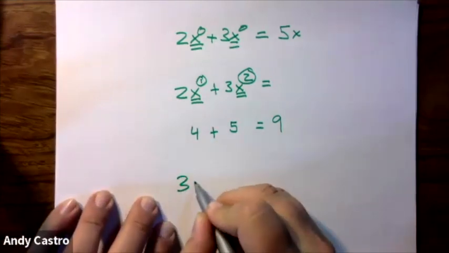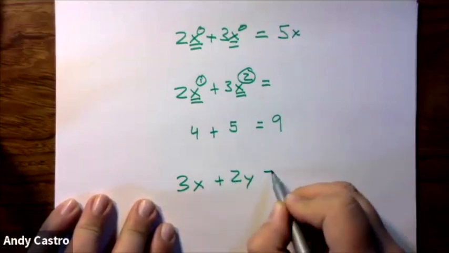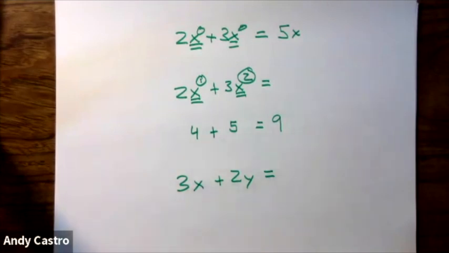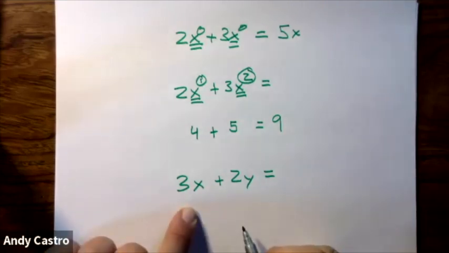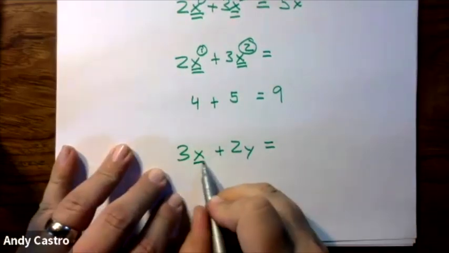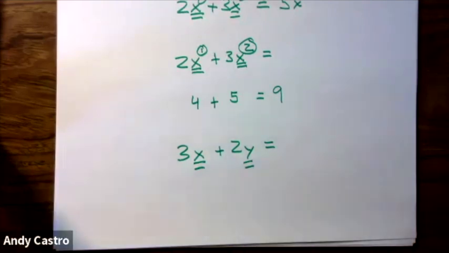Okay, what about 3x plus 2y? Are those like terms? Can I combine those? Yes or no? I've got a no, I've got another no, I've got three no's. All right, the answer is no, they are not. They are not the same variable. X and Y are not the same variable, so I cannot combine those.